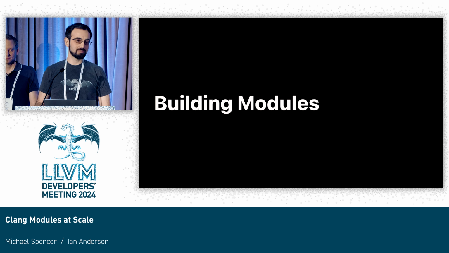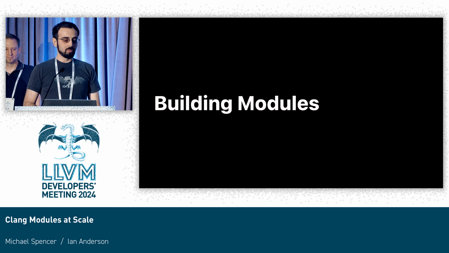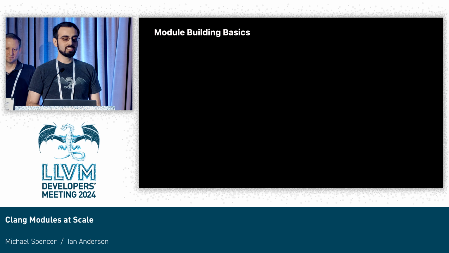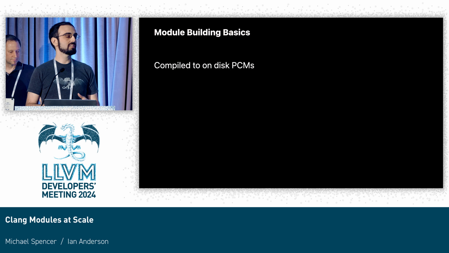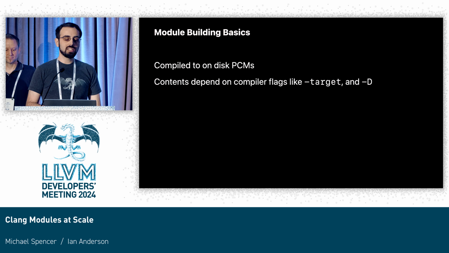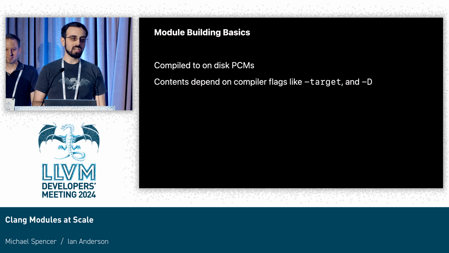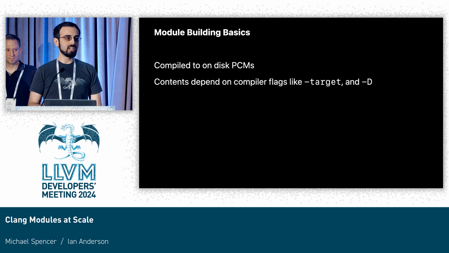So now we have all these modules. We need to build them, and you can build lots of them. But let's take a look at some basics first. Clang compiles these modules to on-disk PCMs, or precompiled modules. They're in LLVM bitcode format, but contain Clang ASTs and various other information. The contents of these PCMs depend on the compiler flags, like -target, your language version, and in particular -D. It is very common to set different -D flags on different source files or targets, and so you can have a lot of variation in that.